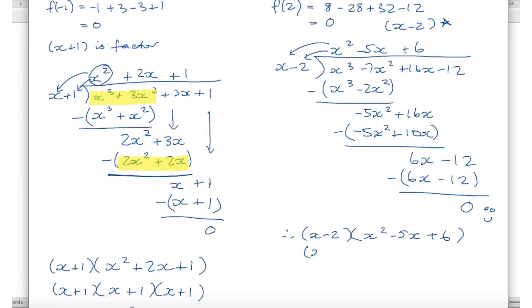So I can factorise this quadratic. What multiplies to give 6 and adds to give negative 5? I've got 3 and 2, so I could do negative 3 times negative 2 is positive 6, and negative 3x take 2x is negative 5x. And what I notice, I've got a repeated factor, so I can write it as x minus 2 squared, x minus 3, and I've factorised that cubic.